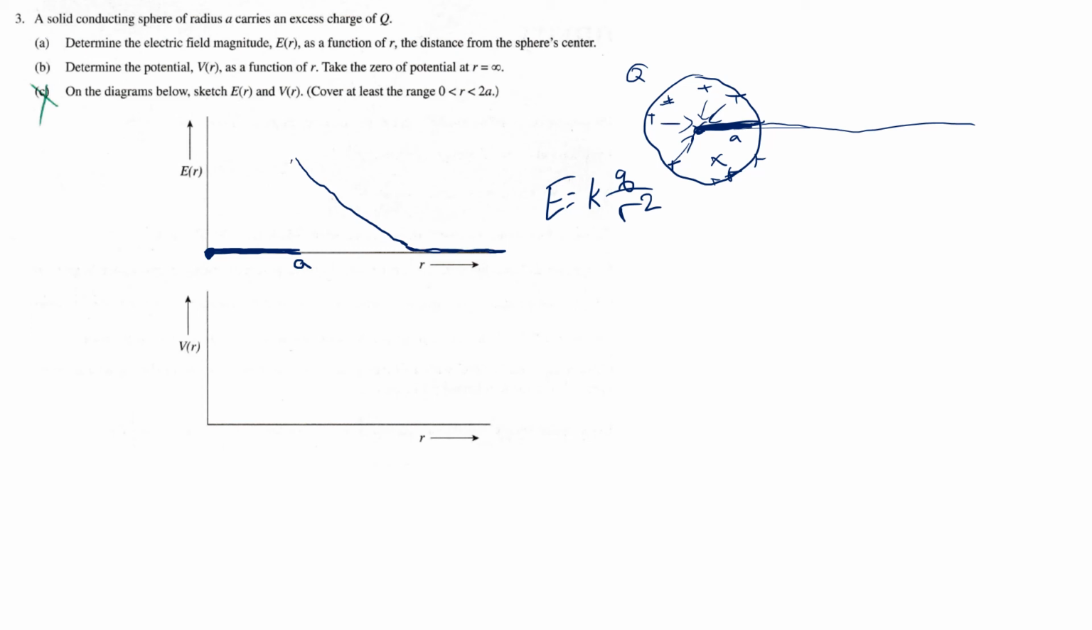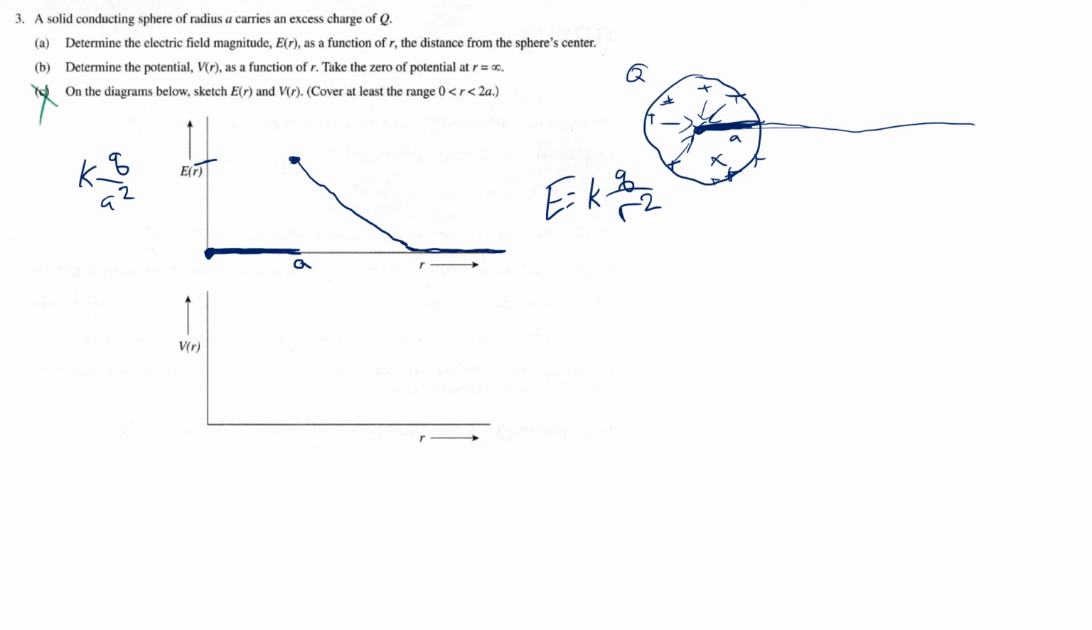So there's going to be this maximum here. What's this maximum going to be? Well, the maximum is going to be where R is equal to A. So this maximum here is going to be K Q over A squared. And that's that. Okay, so now determine the potential as a function of R.